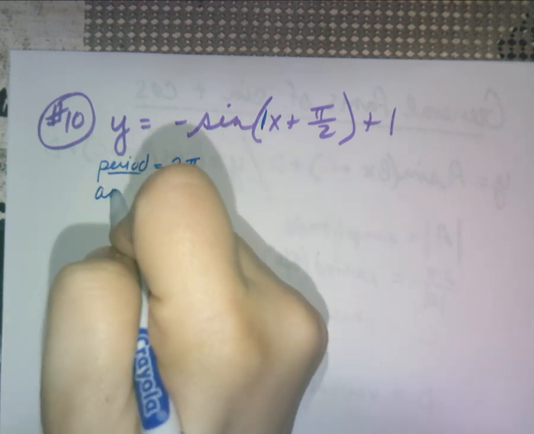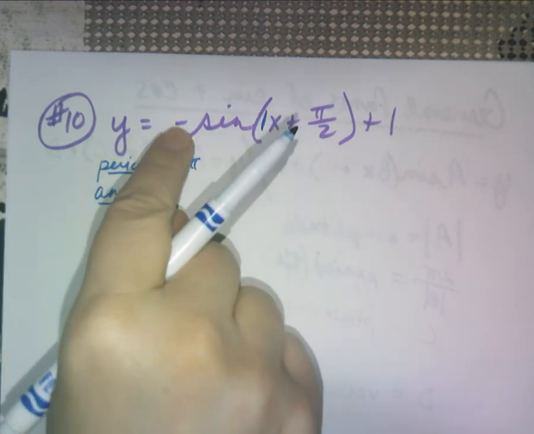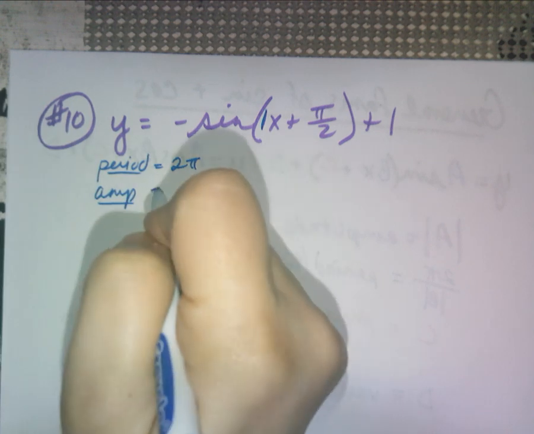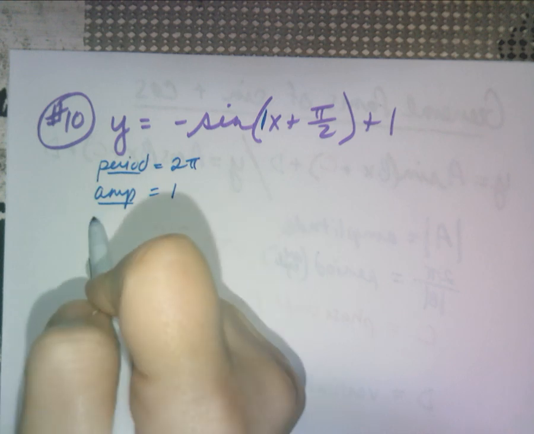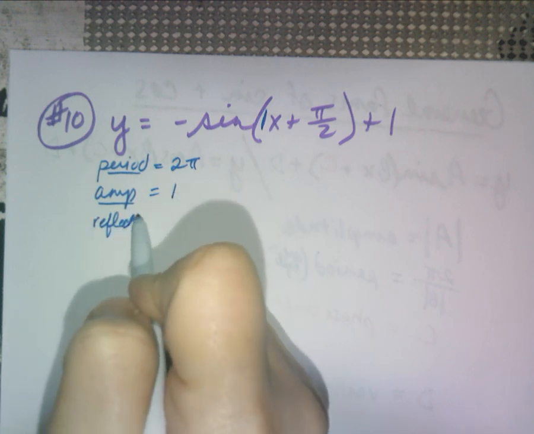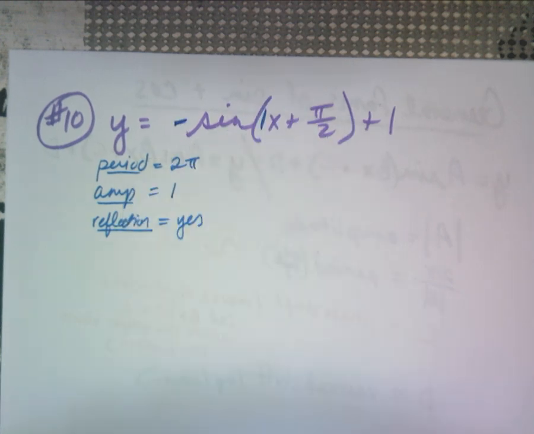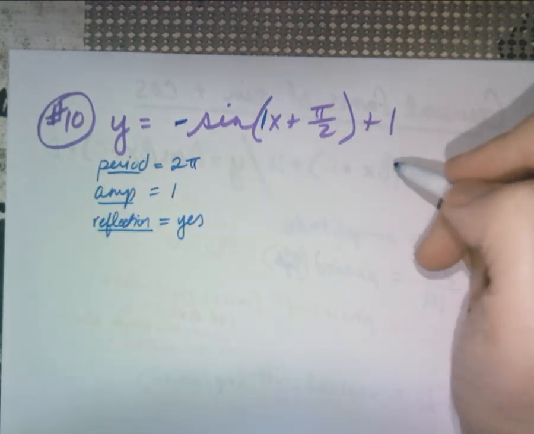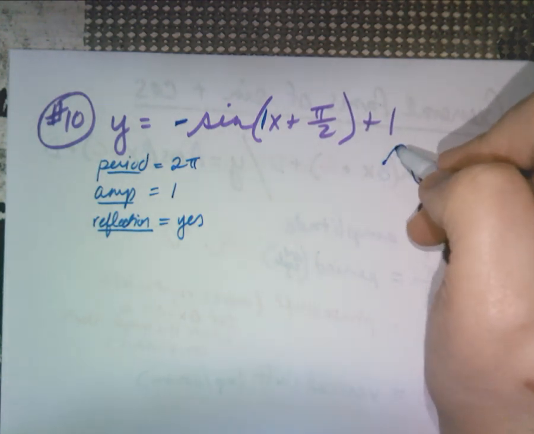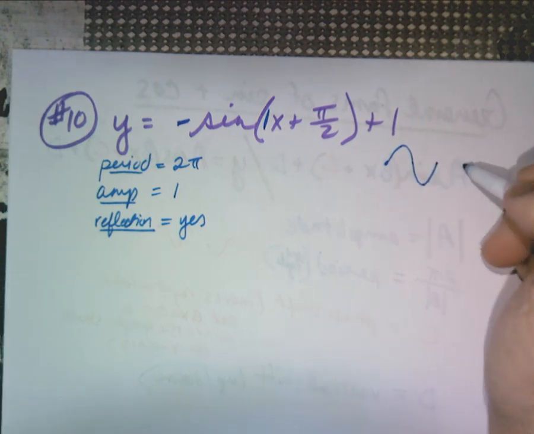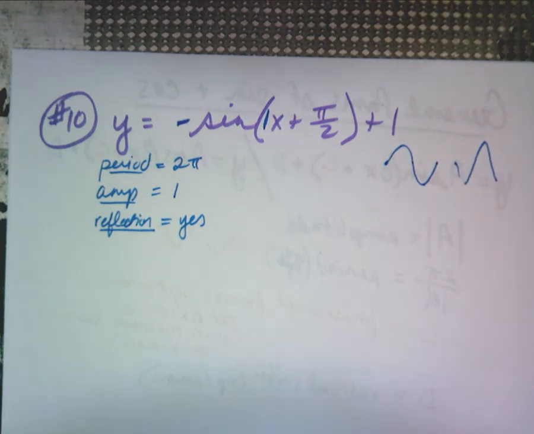My amplitude, what's that? What's the number in front of sine and cosine? -1, but really you just take the absolute value of it. So it's going to go as high as 1 and as low as -1. Okay. Is there a reflection? What do you think? Why yes? Because there's a negative, and that means reflection. So that means instead of going like this on the graph, where are you going to start? Instead of going up, middle, down, you're going to go down. Okay, well, that was terrible, but you know what I mean.